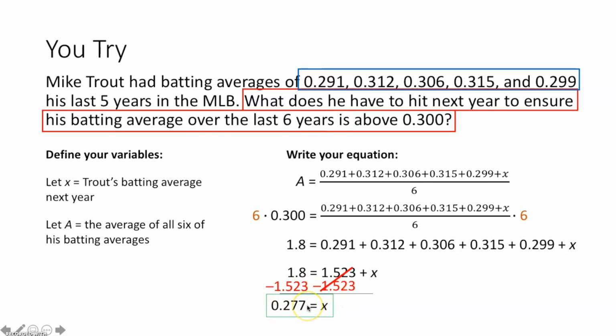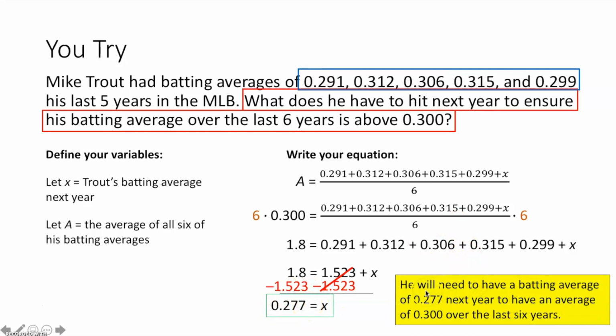Now, what does this mean? It means that he will need to have a batting average of .277 at least next year to have an average of .300 over his last 6 years.